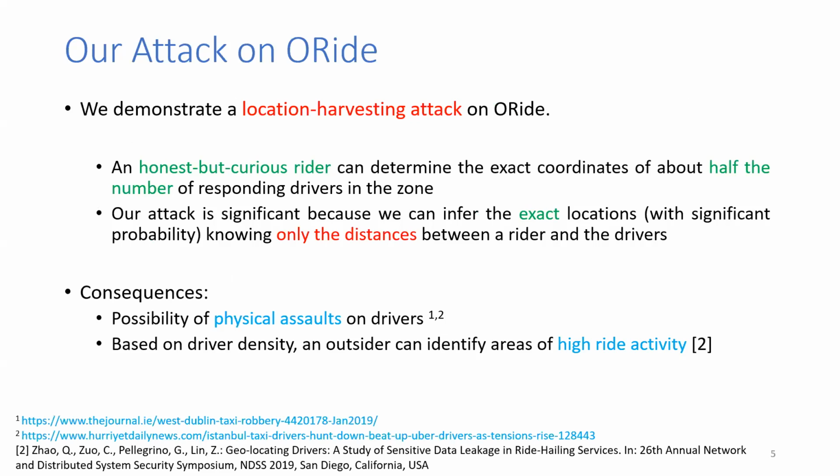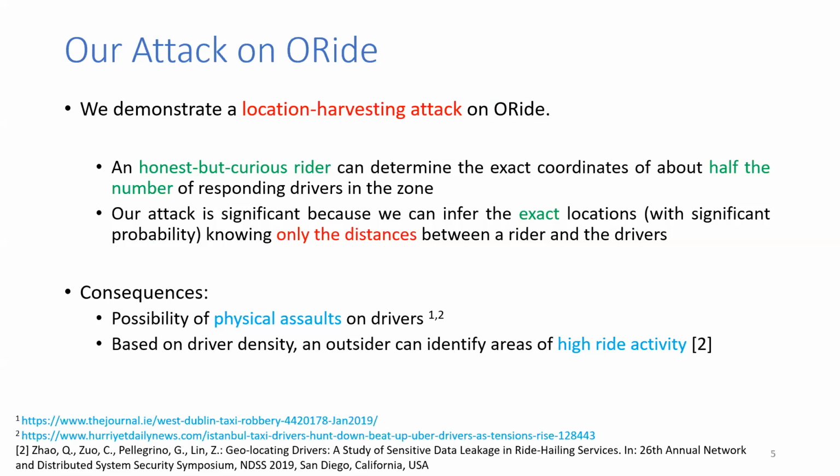So the main work in our paper is a location harvesting attack on ORIDE. In this, even an honest but curious rider with just a single ride request can determine the exact locations of about half the number of responding drivers in the zone. So this is a clear violation of the claim made in ORIDE that a malicious entity cannot obtain a snapshot of driver locations.